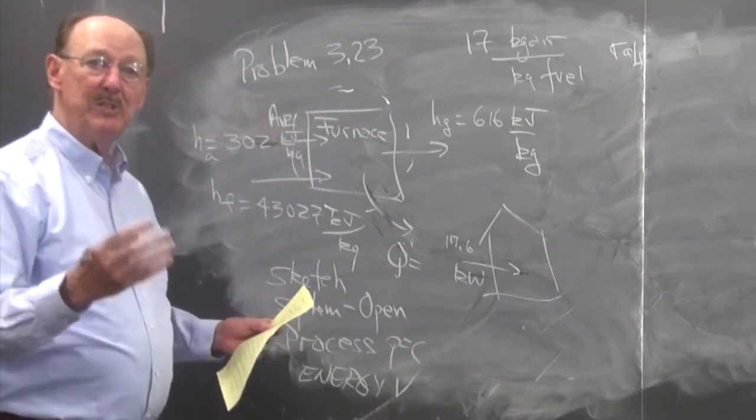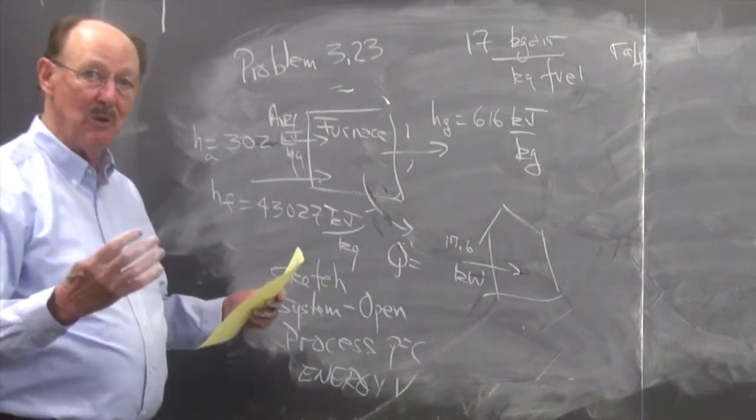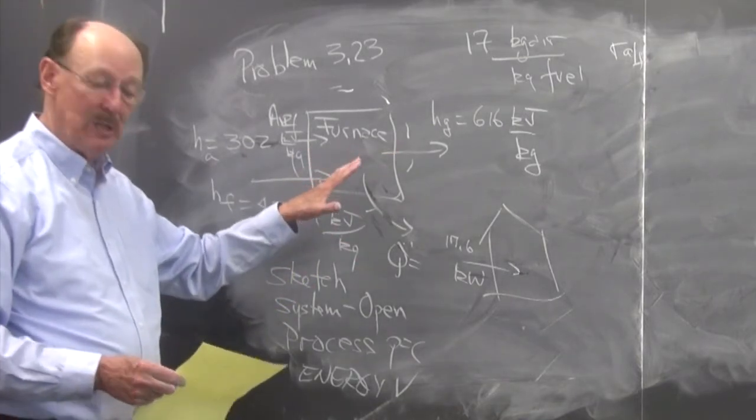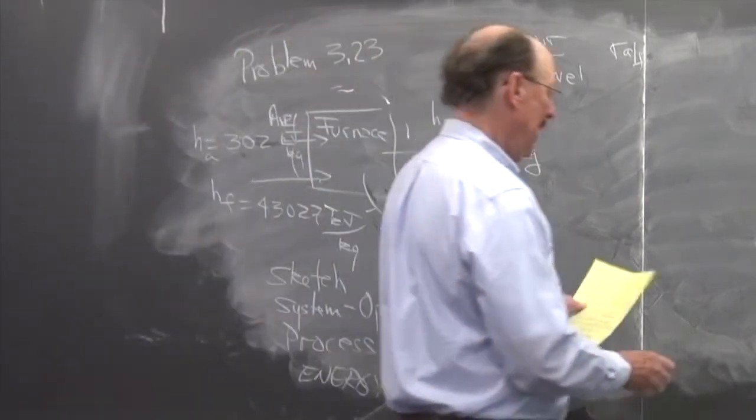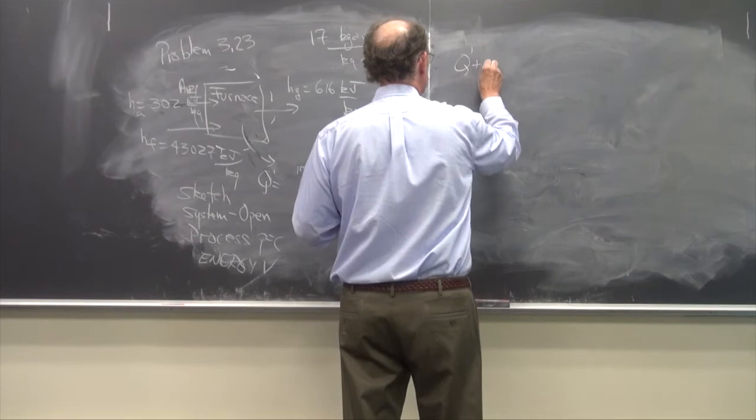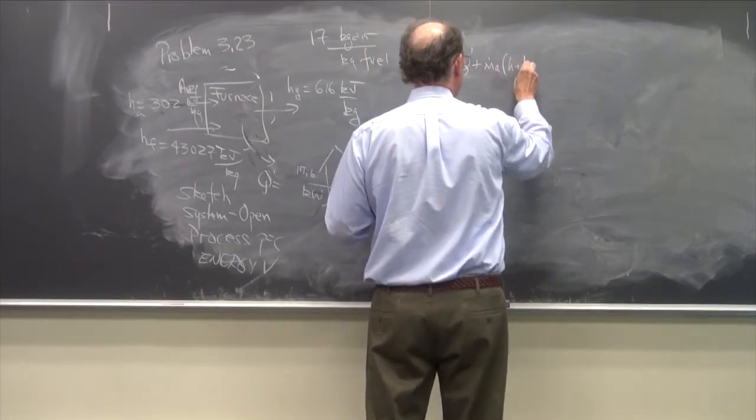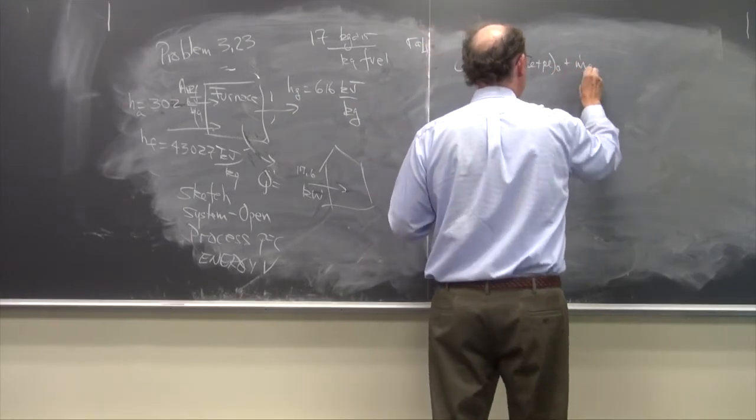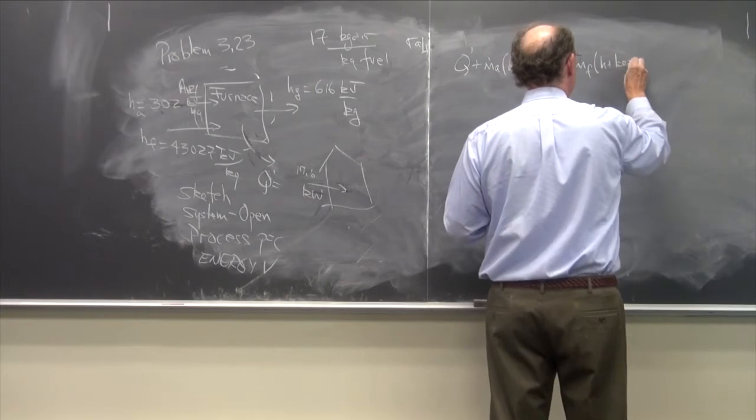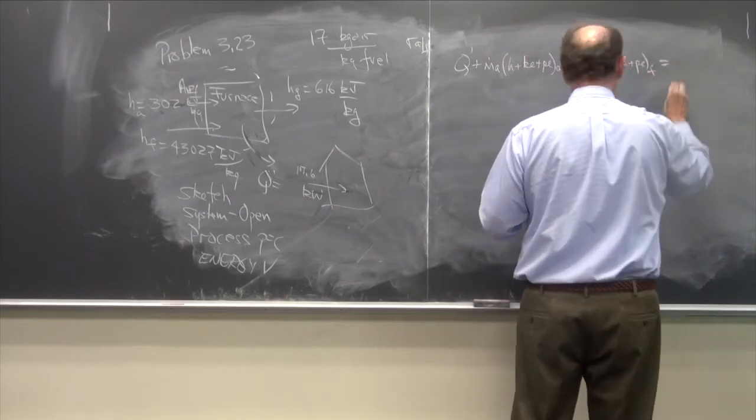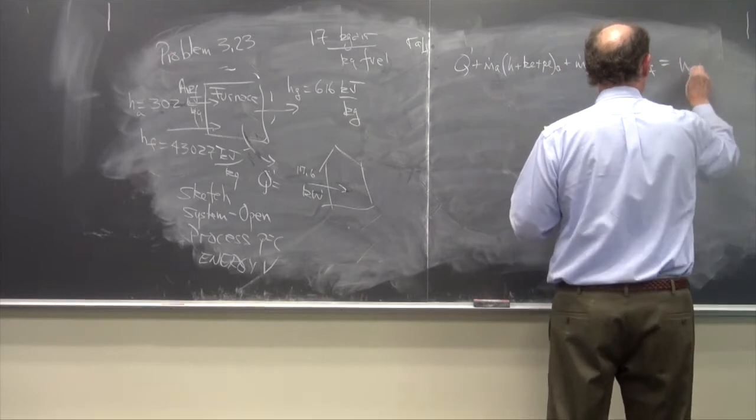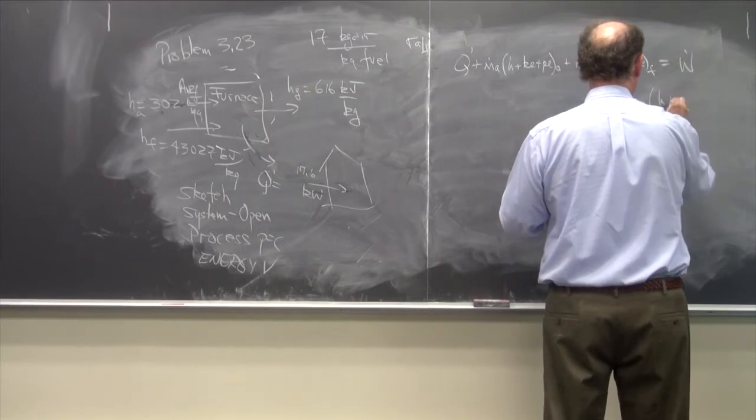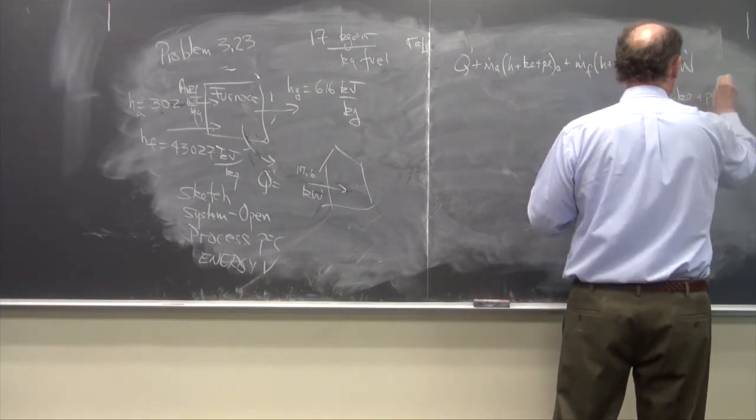So automatically we do the first law. It's not that you don't know what to do. You know what to do: first law. Since we're given enthalpies, we will use the first law equation with enthalpies. So I have Q dot plus m dot air times H plus KE plus PE of the air plus m dot fuel times H plus KE plus PE of the fuel is equal to W dot plus m dot of the gas times H plus KE plus PE of the gas.